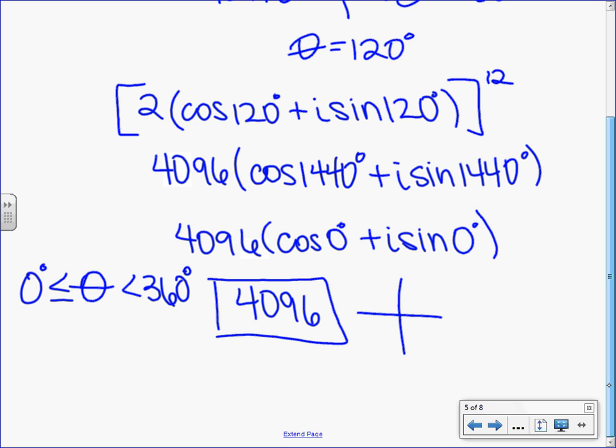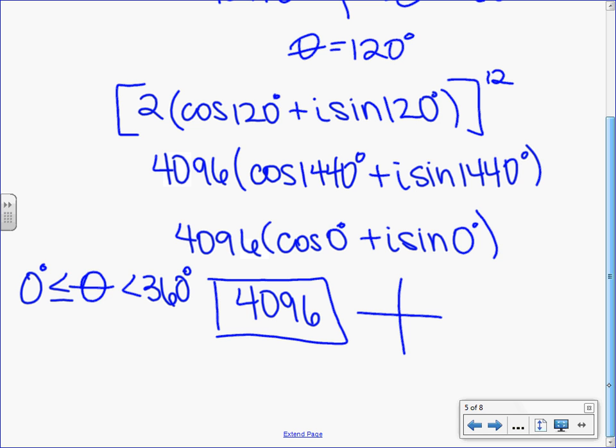Could you take the cosine of 1,440 and then find the angle based on that? Technically, yes, you could put this in your calculator right now. If you are going from trig form to standard form, it's really not a big deal if your angle isn't between 0 and 360. But if you're going to leave it in trig form, it needs to be. I just did this extra step to help you remember that. Does everyone understand that?